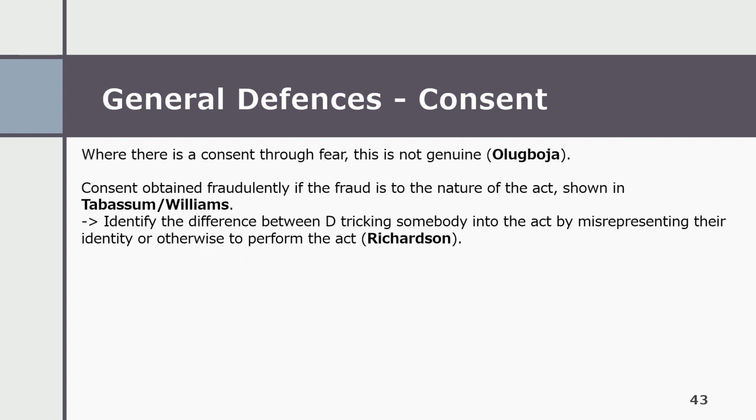But there is a consent through fear. This is not genuine, so that's Olugbojo. So ingenuine consent or not genuine consent is shown where a consent is obtained fraudulently if the fraud is to the nature of the act, shown in Bassam/Williams. So then identify the difference between D tricking someone into the act by misrepresenting their identity or otherwise to perform the act, so Richardson.